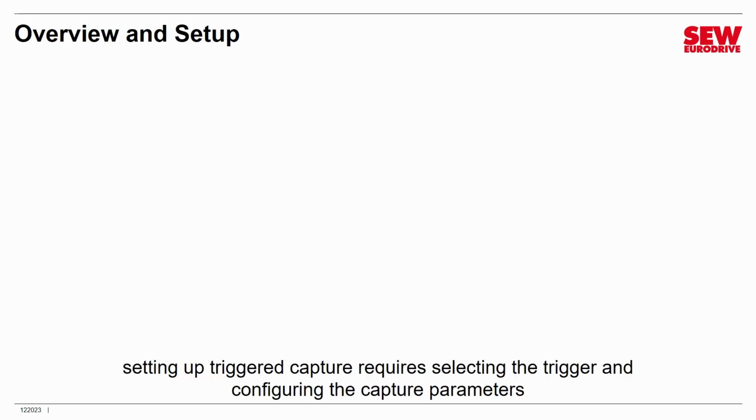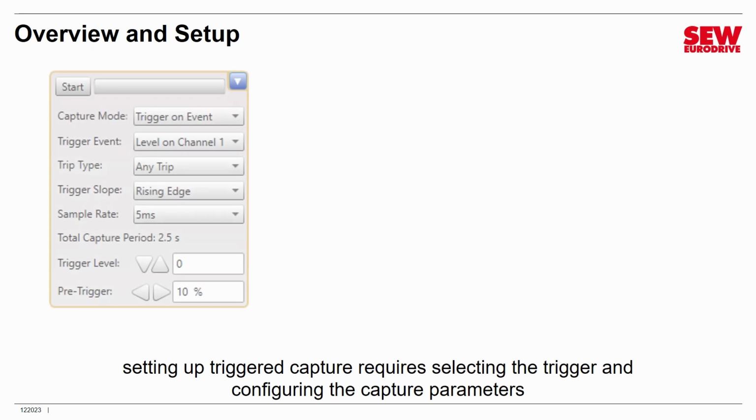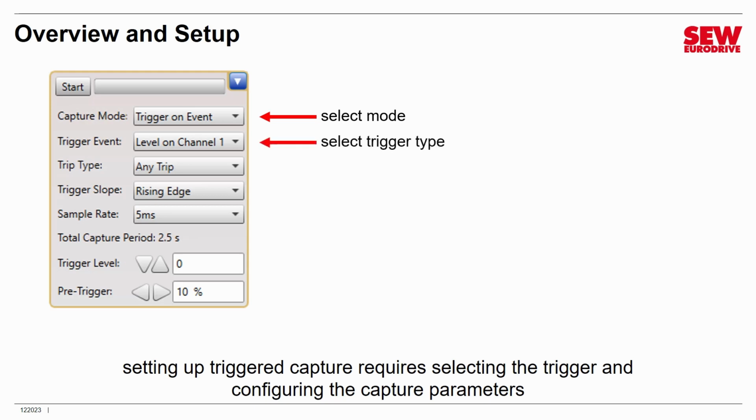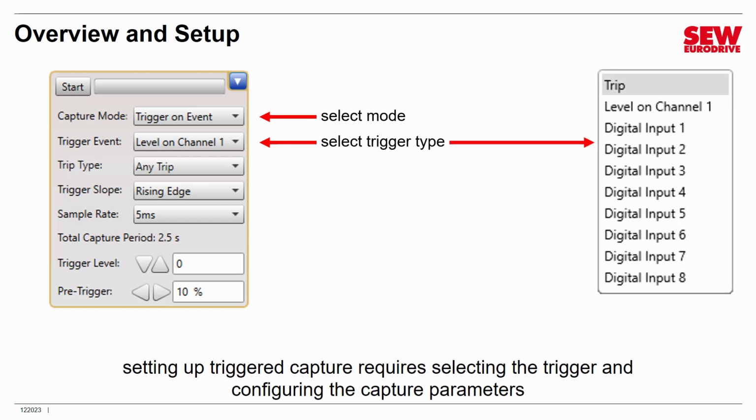As you can guess, setting up triggered capture requires a little more work than continuous run mode. It's not that hard, but you definitely have to set a few more things. Let's talk about them. All right, you go down here to the corner, and first of all, you have to change it from continuous run to trigger on event. So you select the mode. Then you pick the trigger type, and these are the possible trigger types. A trip, which is typically a fault, a level on the parameter monitored by channel 1, or a change in one of the 8 digital inputs.